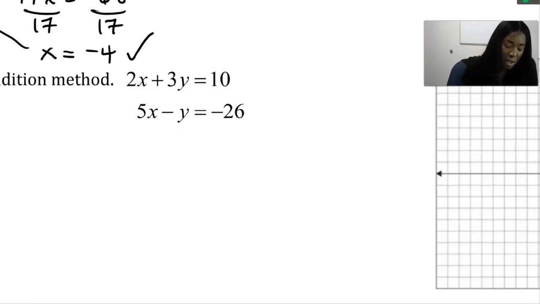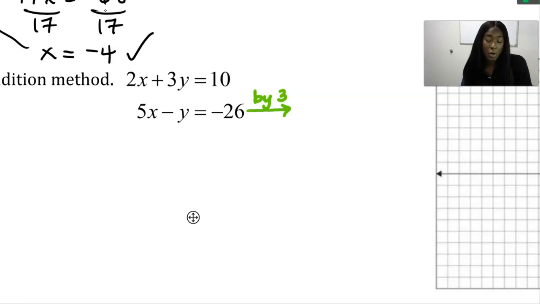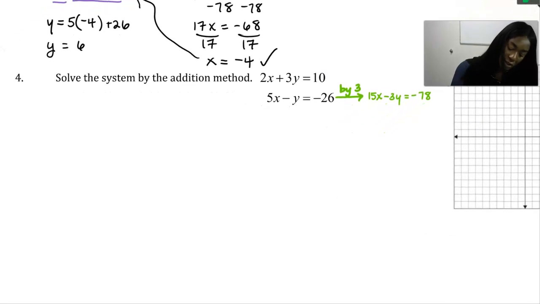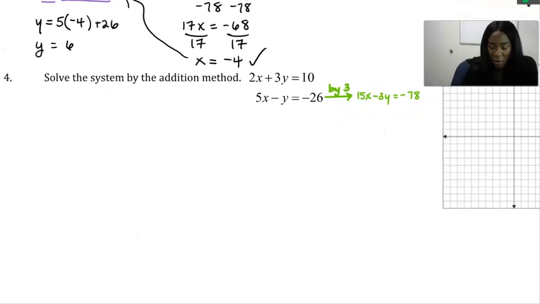So I'm going to multiply both sides of the second equation by 3, because that will give me those opposite coefficients. I'm going to multiply the 5x by 3, which gives me 15x. I multiply the negative y by 3, which gives me negative 3y. And I multiply the negative 26 by 3, which gives me negative 78. A common mistake I see is people multiply by 3 on this side, but then they don't multiply that number by 3. So make sure you multiply everything in the equation by 3.